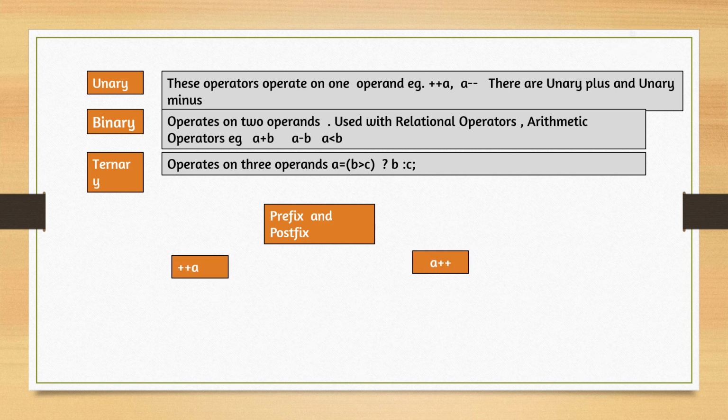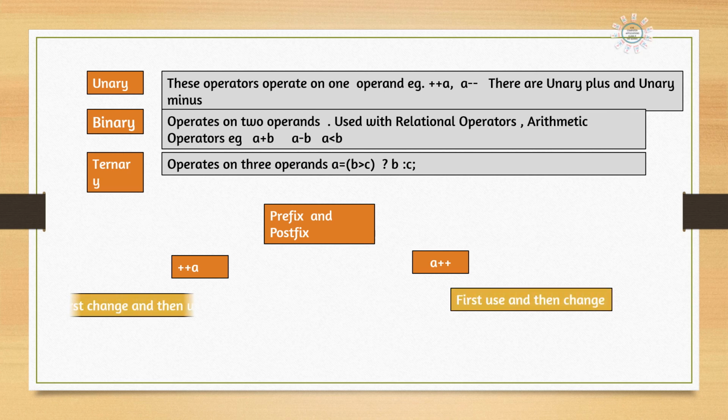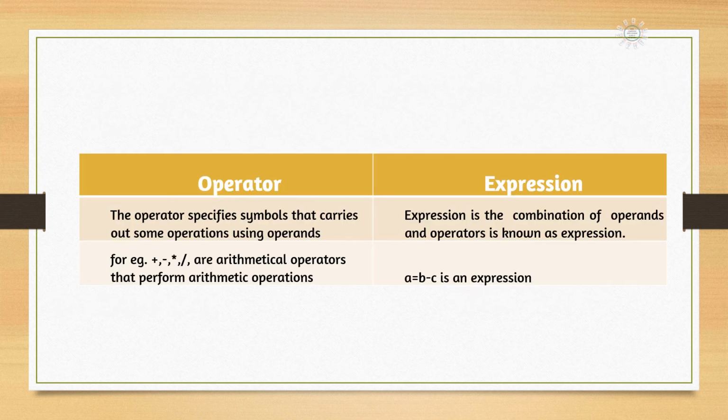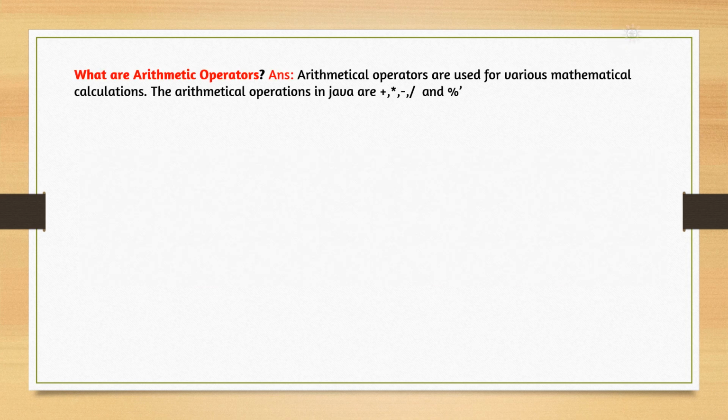So prefix means the operator will come before the operand, for example, ++a, and postfix operator will come after the operand, a++. So in prefix, first change the value and then use it in the expression, and in postfix, first use the original value and then change the value. We can see some examples in the coming slides for these increment and decrement operators. Next thing, study the difference of operator and expression. This also can be a question in the board exam.